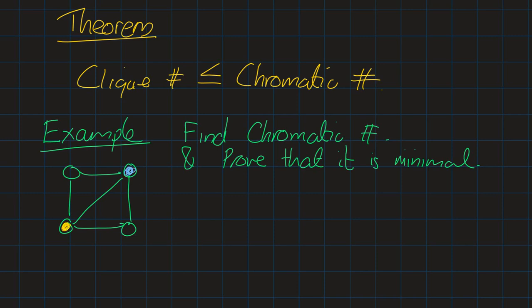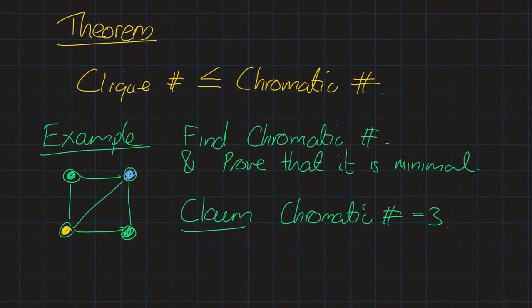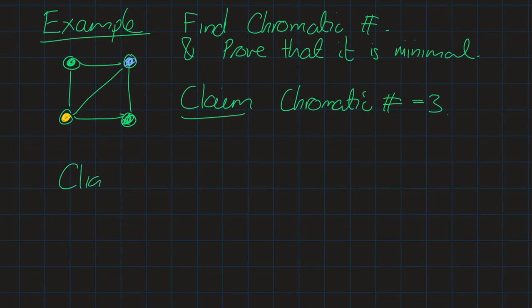Like, I can color it like this, and I'll color this one and this one green. So the claim is that the chromatic number equals 3. But to actually prove this, I'm going to use this theorem here. Okay? And the way I'm going to do that is I'm going to say, well, look, there's a clique of size 3 right here. There's a clique of size 3 right there. So the clique number equals 3.